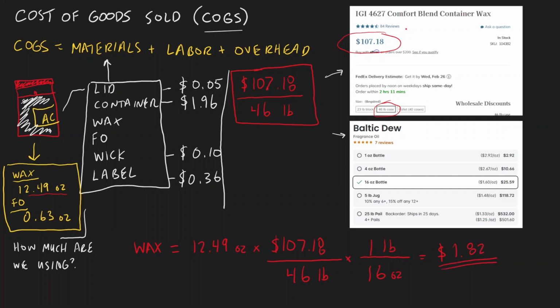Now that's the hard version. That's when the vendor doesn't necessarily give it to you in cost per ounce, and that's rare because we buy it in pounds, but we build our recipes out in ounces typically.